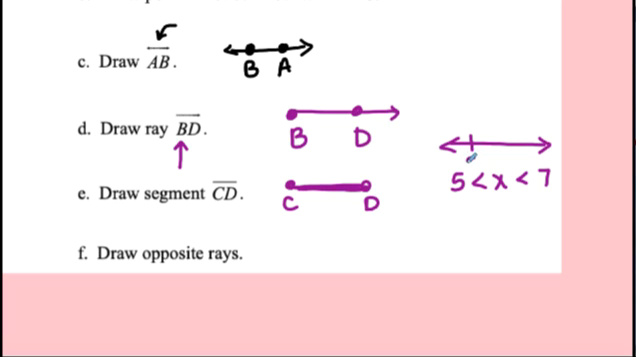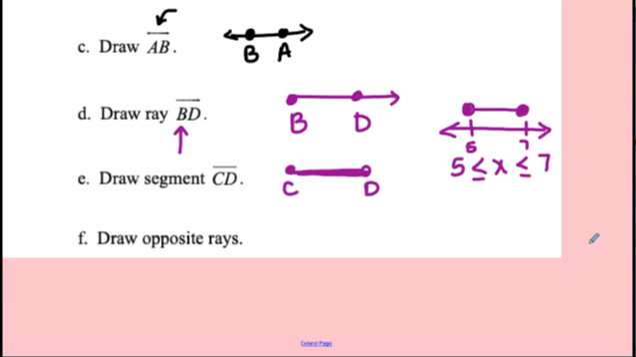We put a 5. We put a 7. We wanted everything in between them. Okay? Do it like that. That's a line segment. And opposite rays, what did we say? Opposite rays are going to form a straight line. So I'm going to do something like this. So A, B, and C. So ray AC and ray AB are opposite rays.